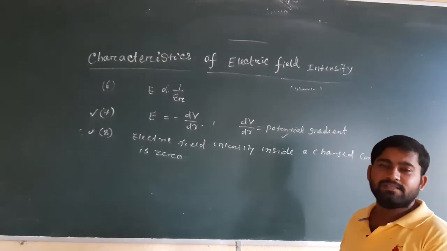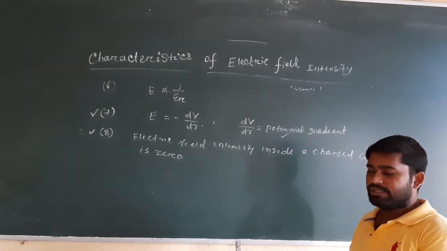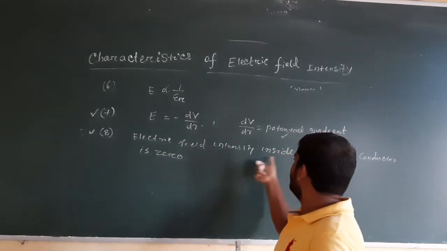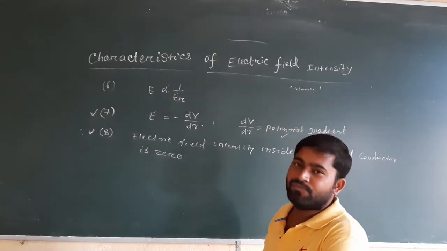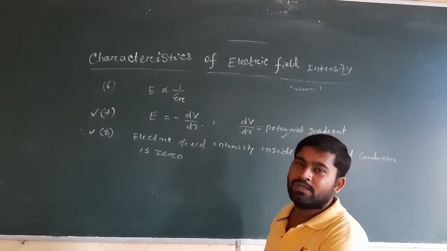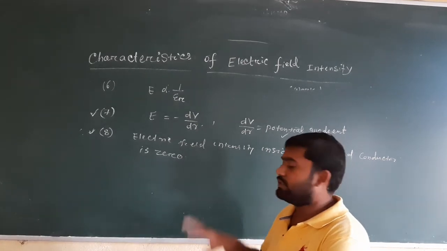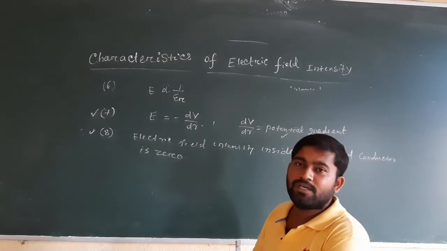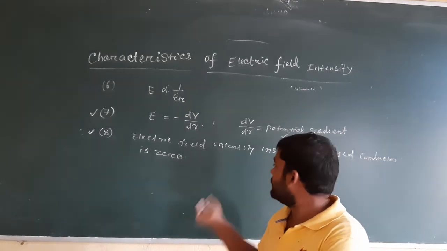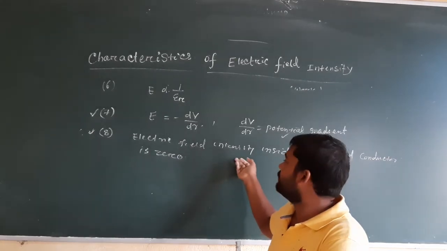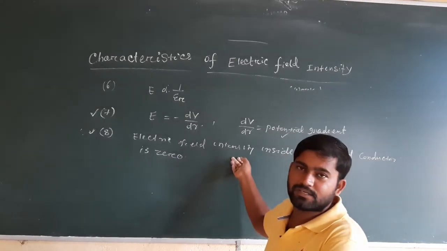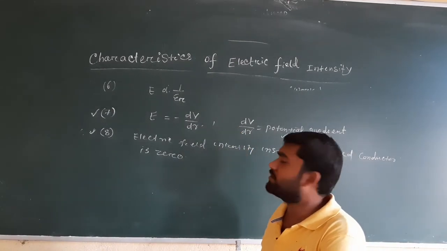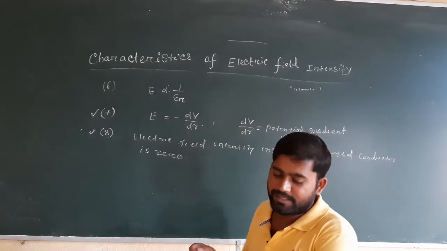Why is it 0 inside the charged conductor? When we measure the electric field for a charged conductor, we find that all the charges lie on the surface. So, inside the conductor there will be no charge, that is why there will be no electric field intensity. We prove this result later, why electric field intensity inside a charged conductor is 0 and how electric field intensity varies inversely as the negative potential gradient.